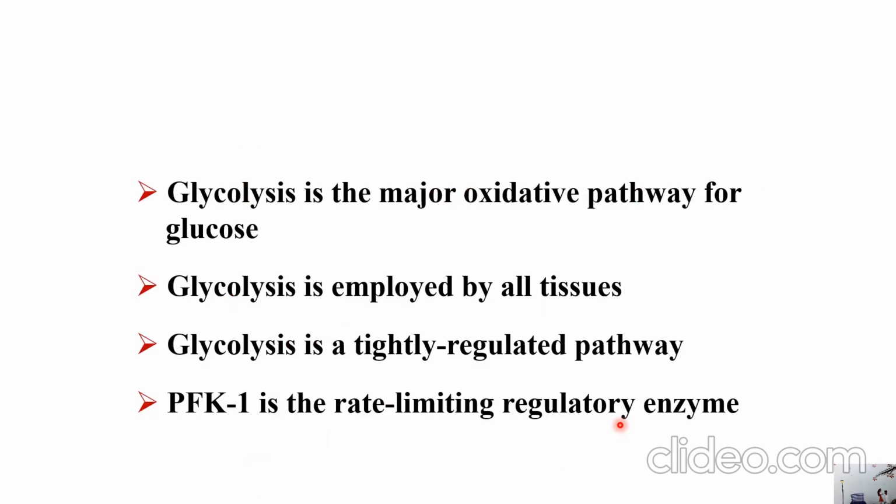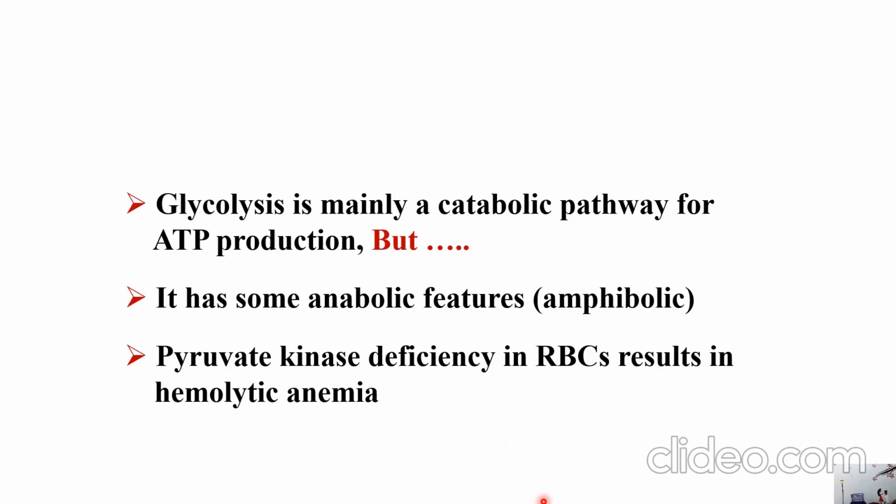Now, glycolysis is a major oxidative pathway for glucose. Glycolysis is employed by all tissues. It is a tightly rate regulated pathway. PFK1 is a rate limiting regulatory enzyme, because it has a role in regulation. So, glycolysis is mainly a catabolic pathway for ATP production, but it has some anabolic features as well. And pyruvate kinase deficiency in RBCs results in hemolytic anemia.